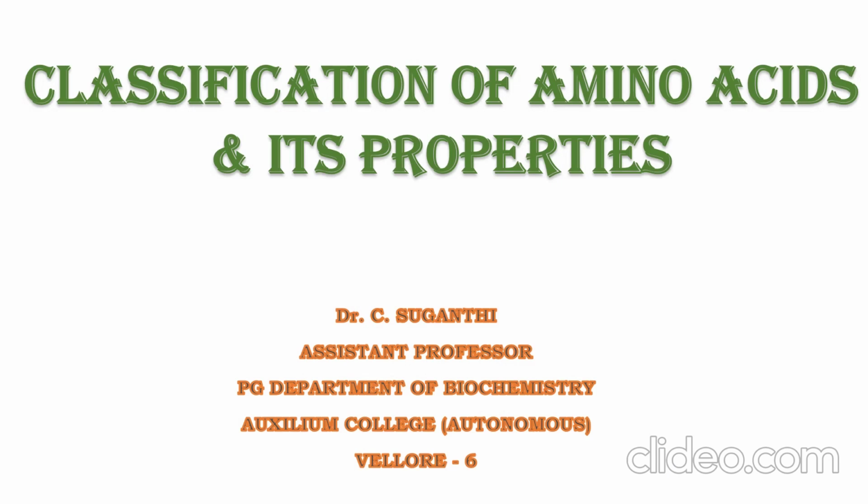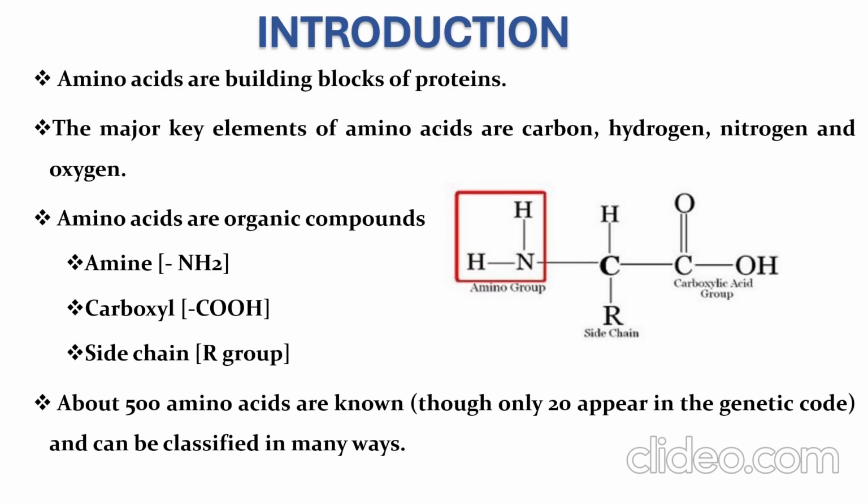Today we are going to discuss the classification of amino acids and their properties. Now let's see the introduction. Amino acids are essential to life and they are the building blocks of proteins. Some proteins function as enzymes while others serve as antibodies or support the structure. Proteins are composed of a number of amino acids linked by peptide bonds.